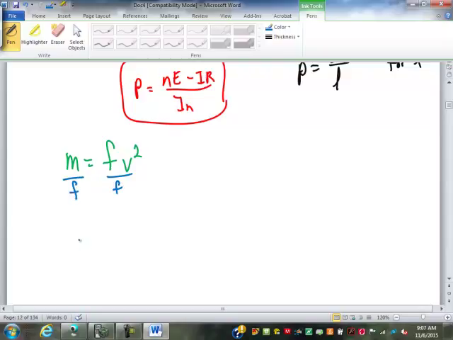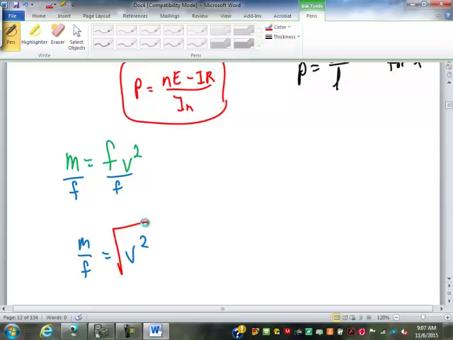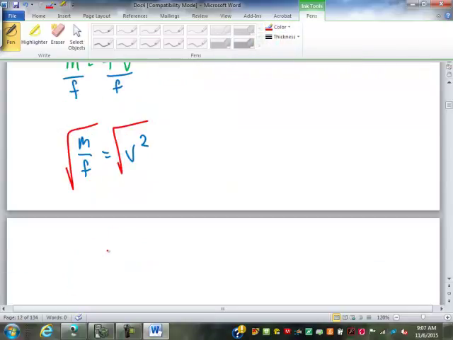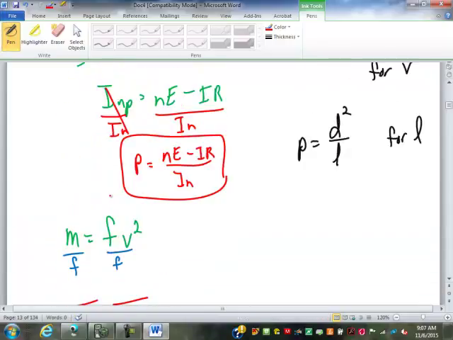Divide by F, right? M over F equals V squared, and then square root. So it's the square root of M over F equals V. How many of you had that one? Good.